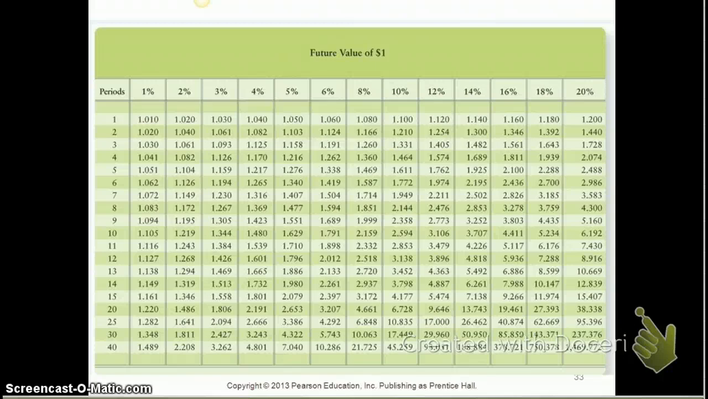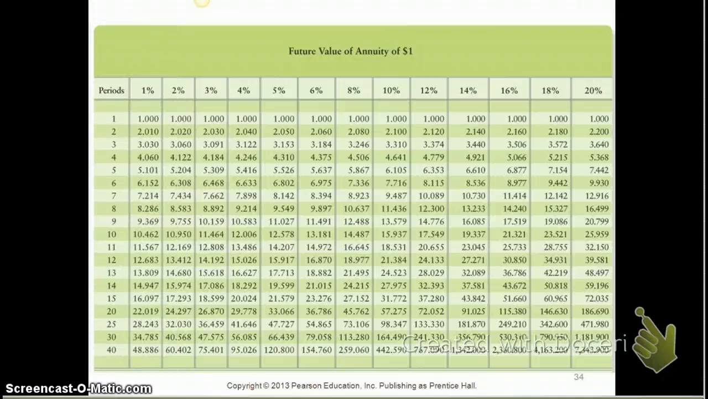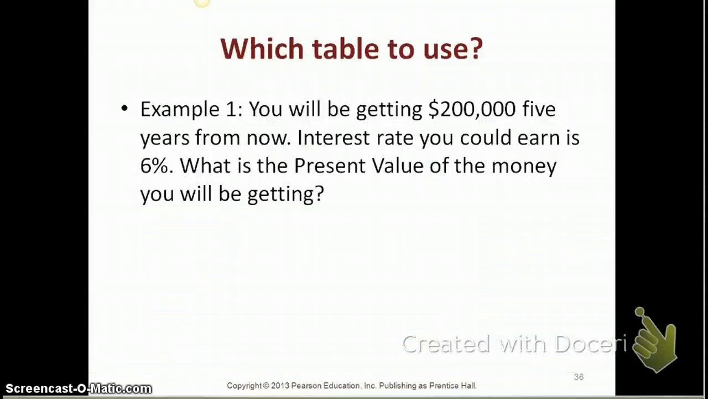And then the final table that you will look at is the future value of an annuity of $1, which is a table you would use if you wanted to calculate the future value of an annuity. Let's try to figure out which tables we should use. Take a minute to read this question.